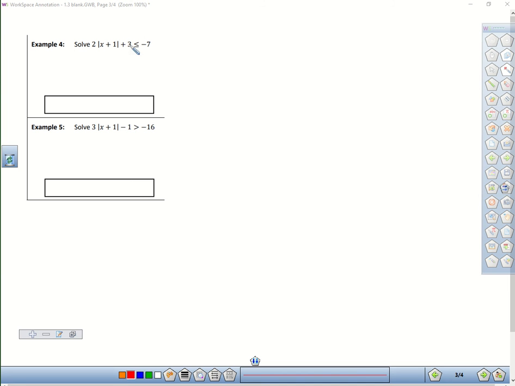So first thing I'm going to do here is I'm going to get the absolute value by itself. So I'm going to subtract 3 on both sides. That leaves me with 2 times the absolute value of x plus 1, and then that's going to be negative 10. Divide both sides by 2. That gives me the absolute value of x plus 1 less than or equal to negative 5.